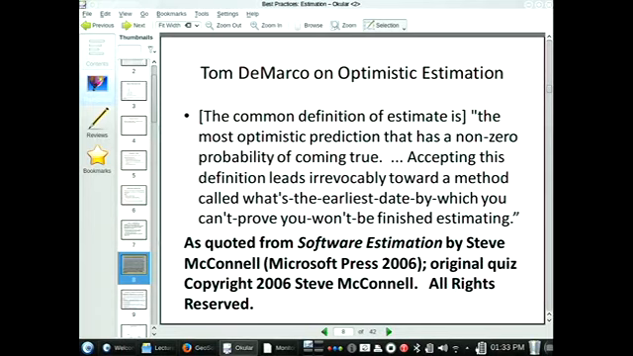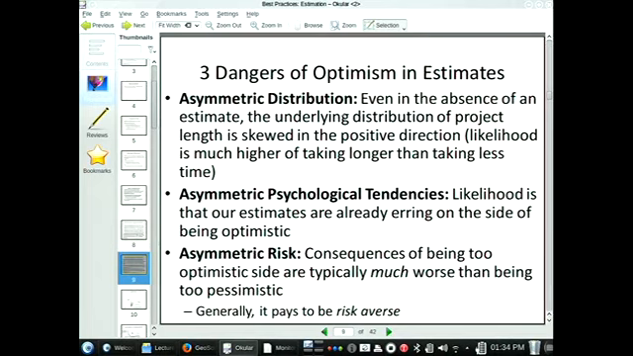You take out your finger, you hold it to the wind, you say, how quickly can we do this? And you give an optimistic estimate because you think there's some chance we can deliver this in time. And as Tom DeMarco comments, accepting this definition leads irrevocably towards a method called the what's-the-earliest-date-by-which-you-can't-prove-you-won't-be-finished type of estimating. It's really dangerous. You're giving this estimate which is optimistic, and it's the kind of first estimate where you think you have a decent chance at delivering. And believe me, that estimate will then set the yardstick for judging if it's been successful or not.